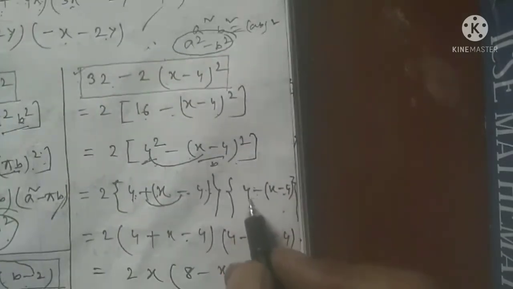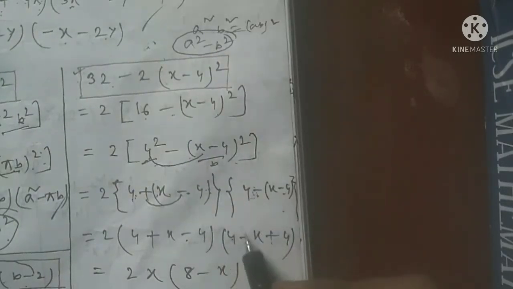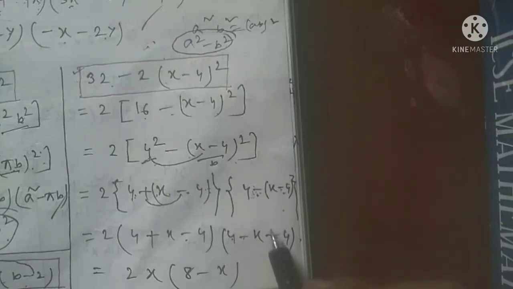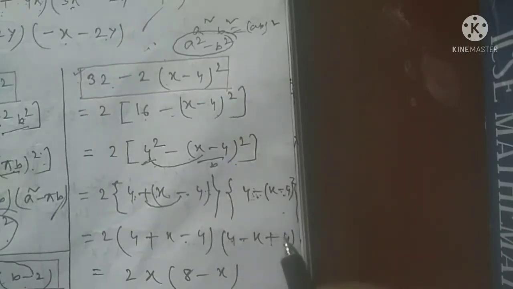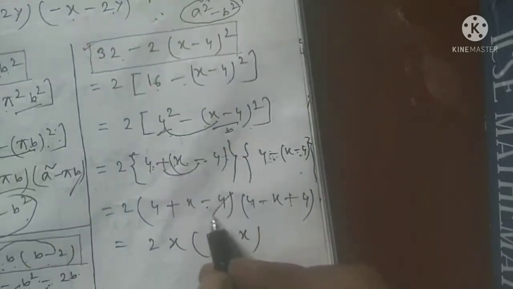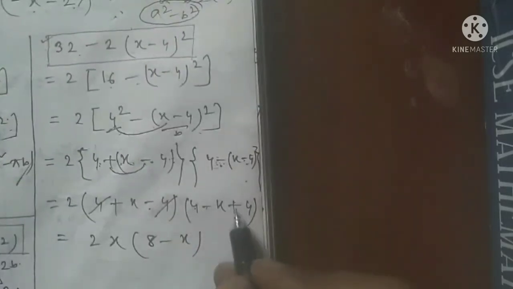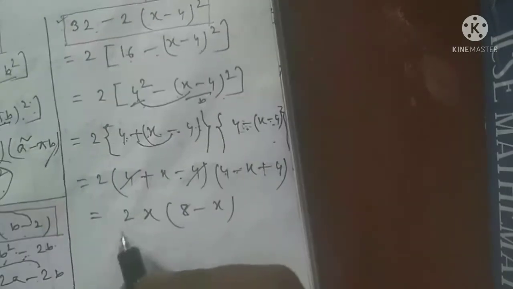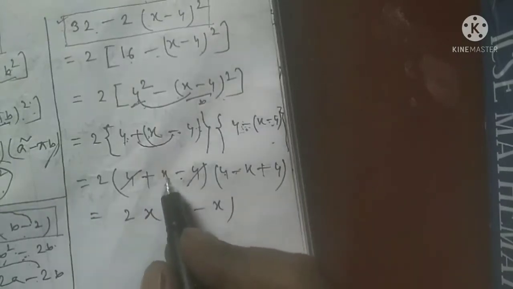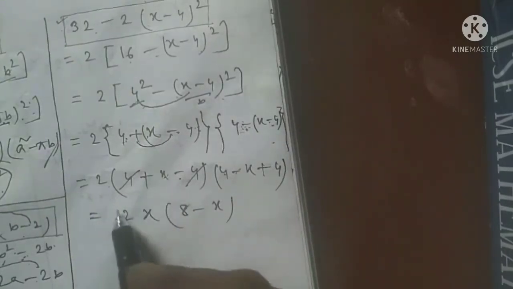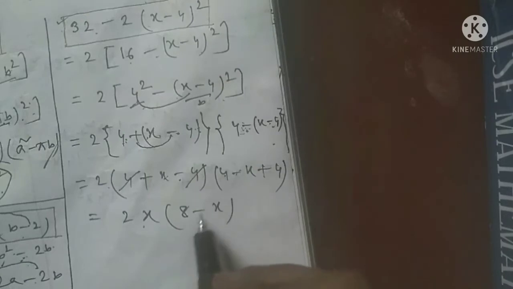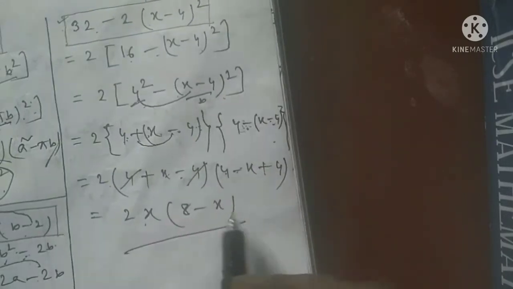And in a similar process, here is 4, you have to write 4 minus, and minus minus becomes plus. So between x and 4 you have to write the plus sign. So, my dear student, if you calculate, minus 4 plus 4 cancel, and here is 4 plus 4, that is 8, and minus x will be here. And here only x is there, so 2x, and here 8 minus x. Our answer is done.